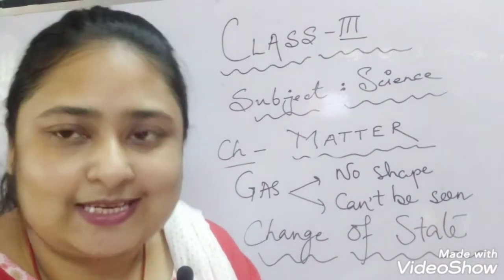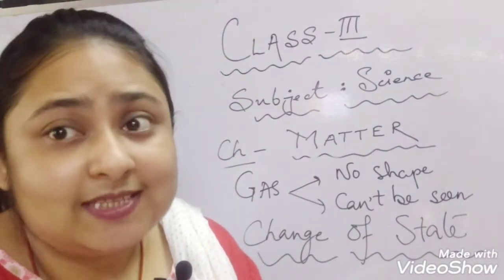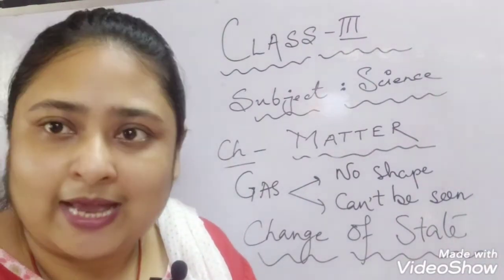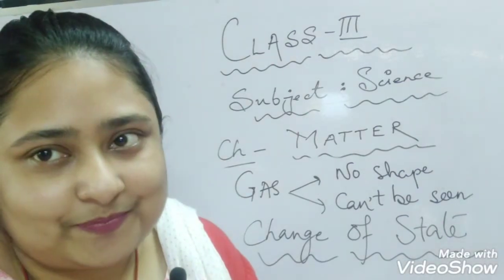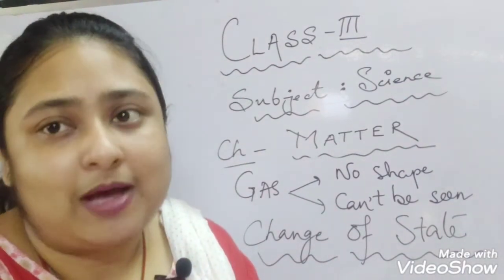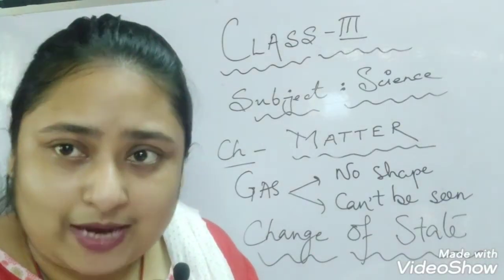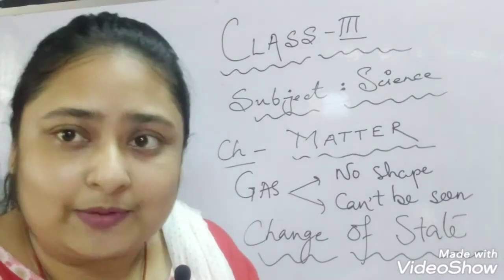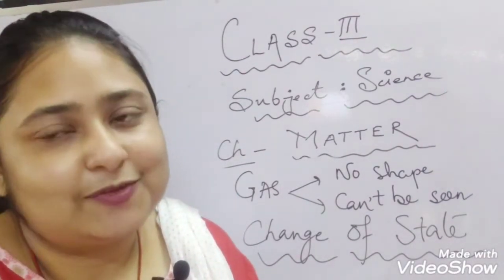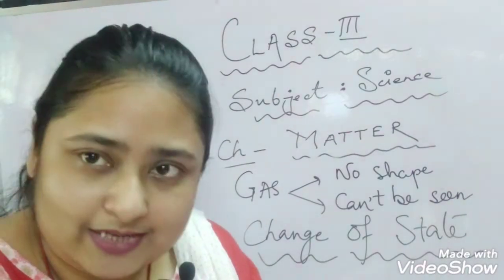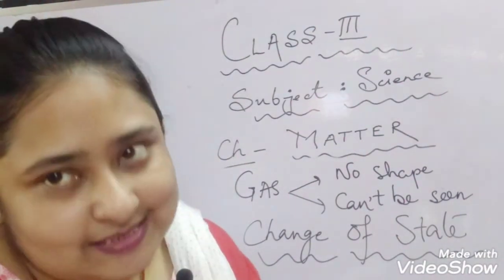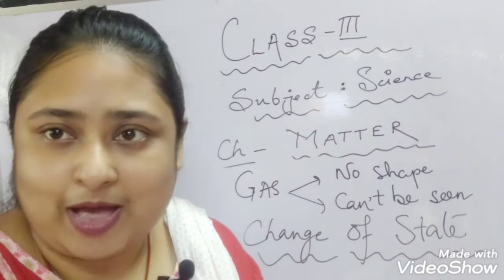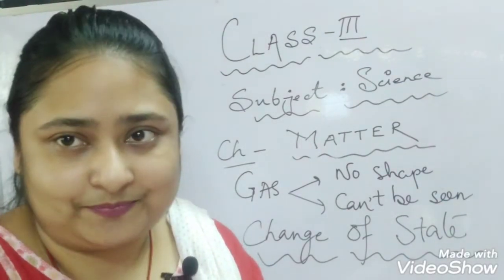Welcome to Science class. In the last class of Science, we were learning about Chapter 9, that is Matter. We learnt about the features of matter, the definition of matter, and the different states of matter. The different states of matter are solid, liquid, and gas. Any object that occupies space and has mass is called matter.